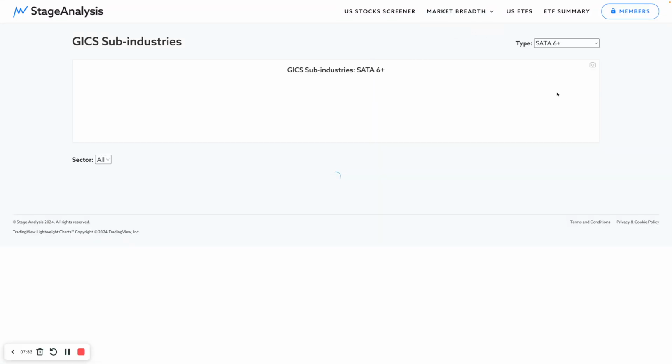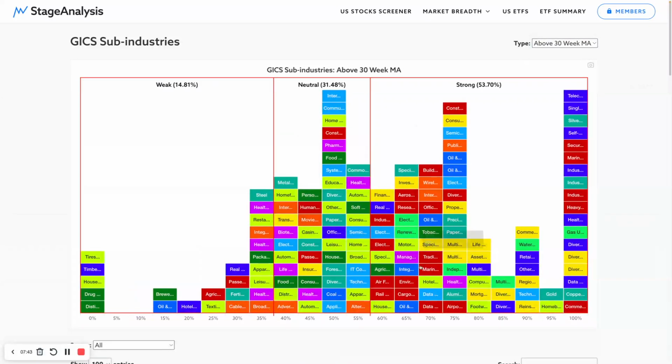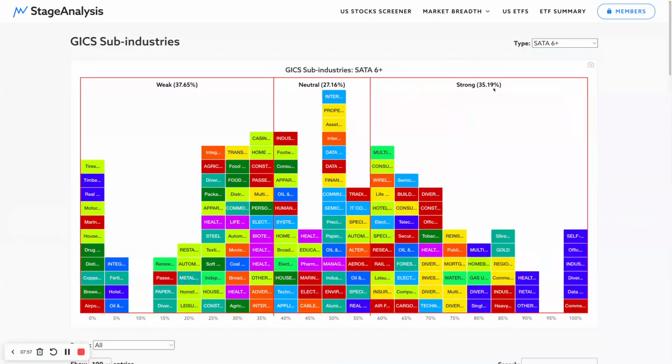Same with the sub-industries, but you get the bell curve, and with the bell curve you can switch between the SATA 6 or the above 30-week moving average. So as you can see, the 30-week moving average is showing a lot more strength at the moment, 53.7% in the strong zone. So they've got more than 60% of their stocks above their 30-week moving averages, whereas with the SATA 6 Plus, there's only 35% above there on the 10 metrics that we look at for that. So it's much more even between the weak and the strong scores at the moment, but overall a very neutral position for the SATA 6 Plus scores.